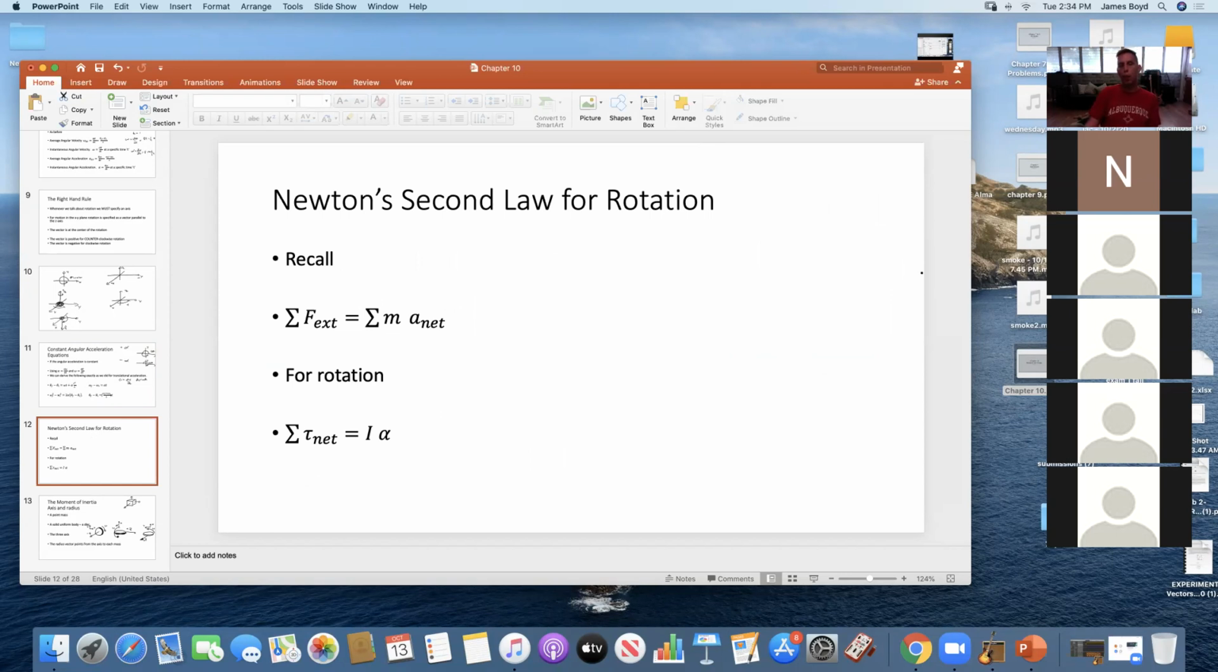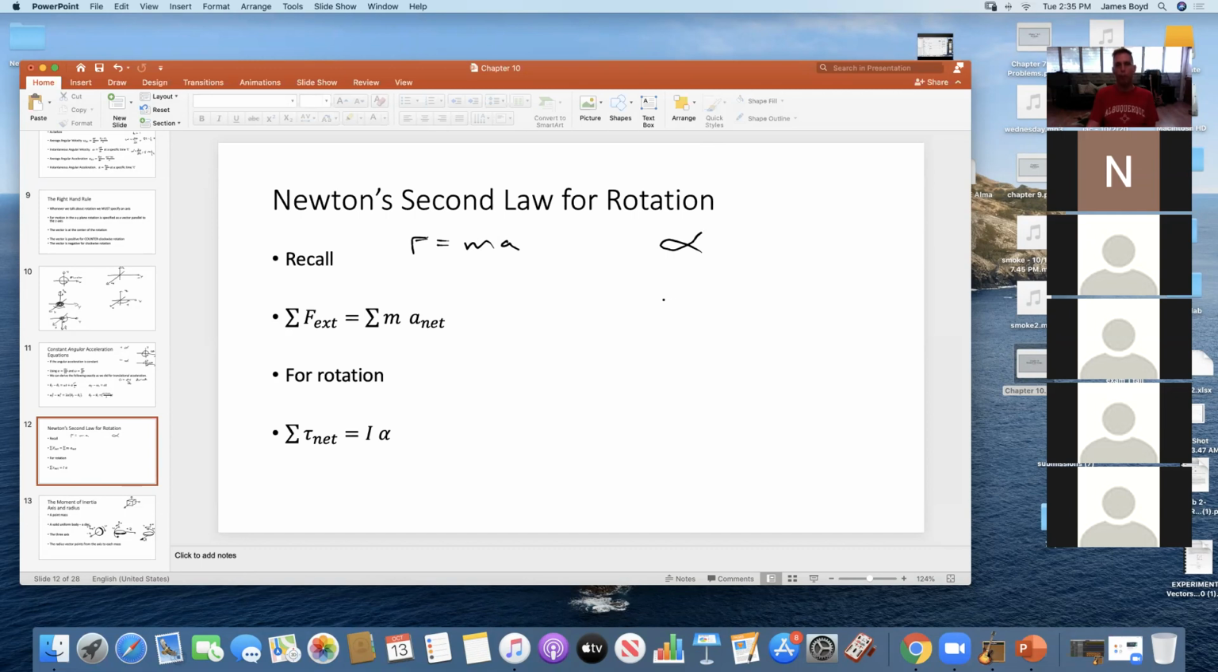So now we know what alpha is, and we know that alpha is acceleration. And we already said that F equals ma is actually not quite true. What it's actually saying is, if I take all the external forces acting on a system and I add them together, that's equal to all the masses times the net acceleration, okay? So we need something for rotation.